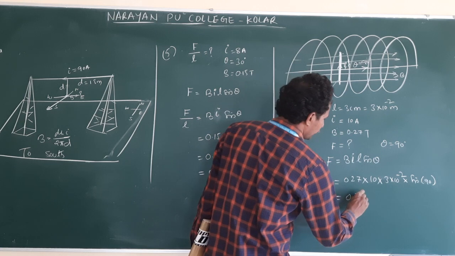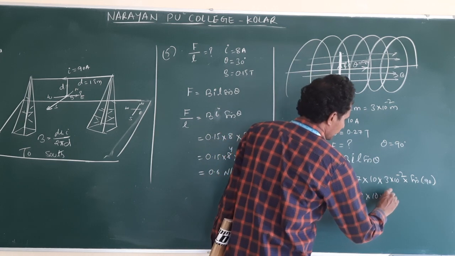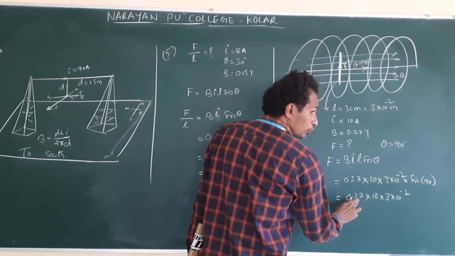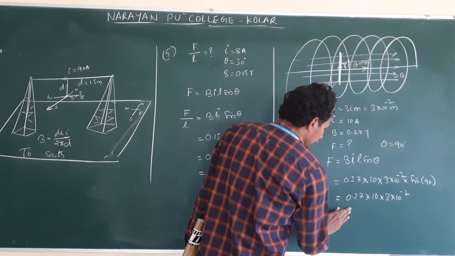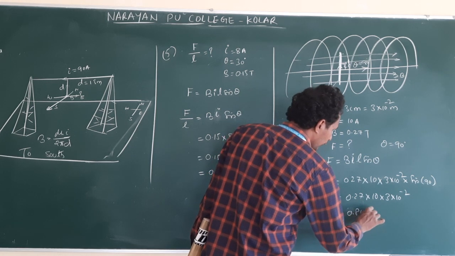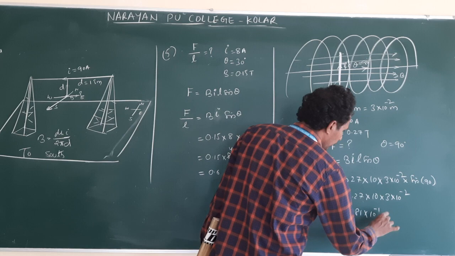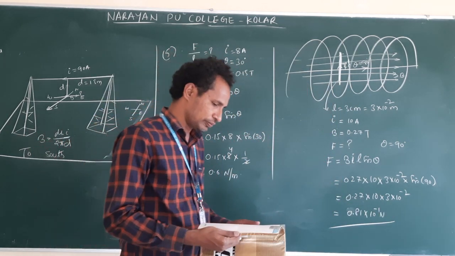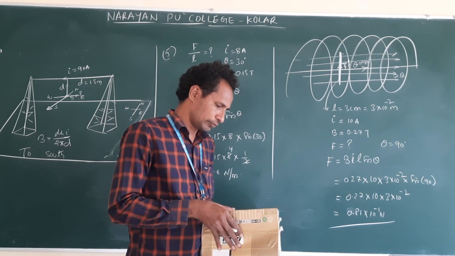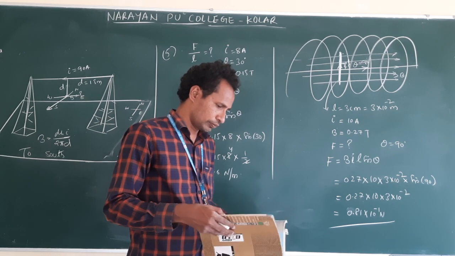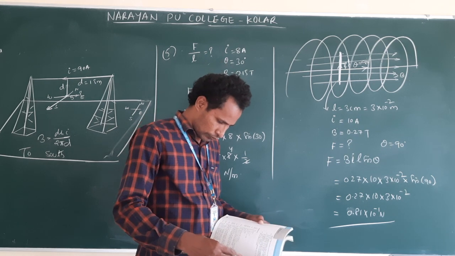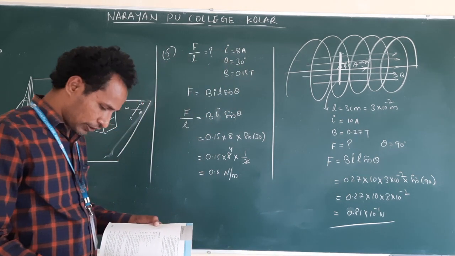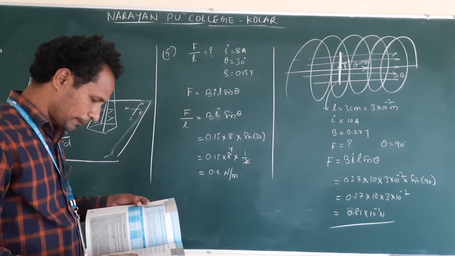Now this is 0.27 into 10 into 3 into 10 power minus 2. That is 81, how many decimals? 2 decimals. 0.81 into 10 power minus 1 Newton. Let me see the answer. Yes, correct, 0.81 into 10 power minus 1.